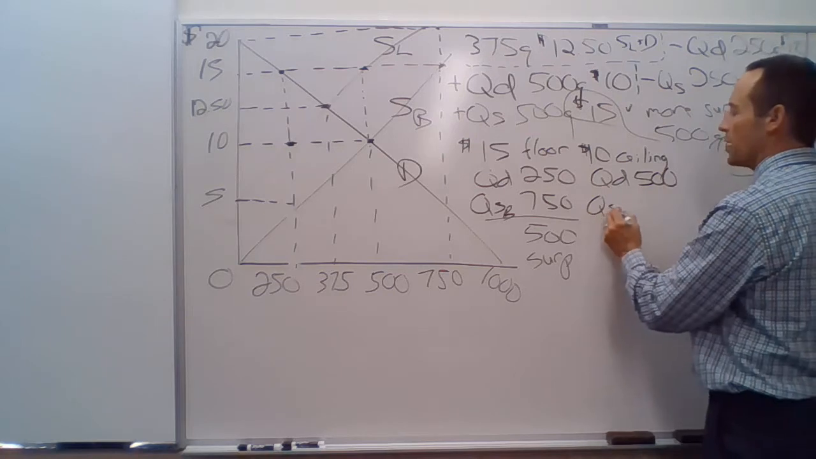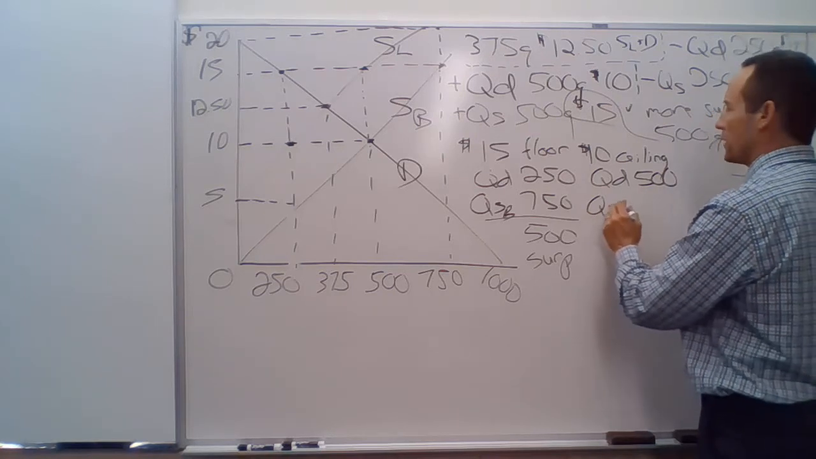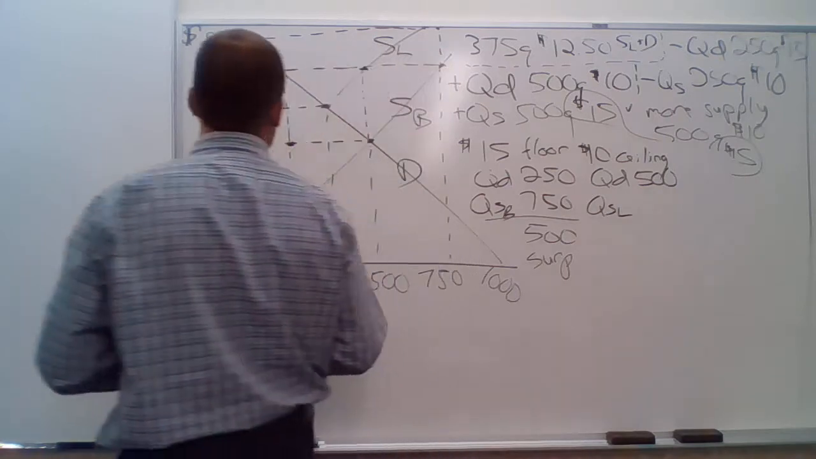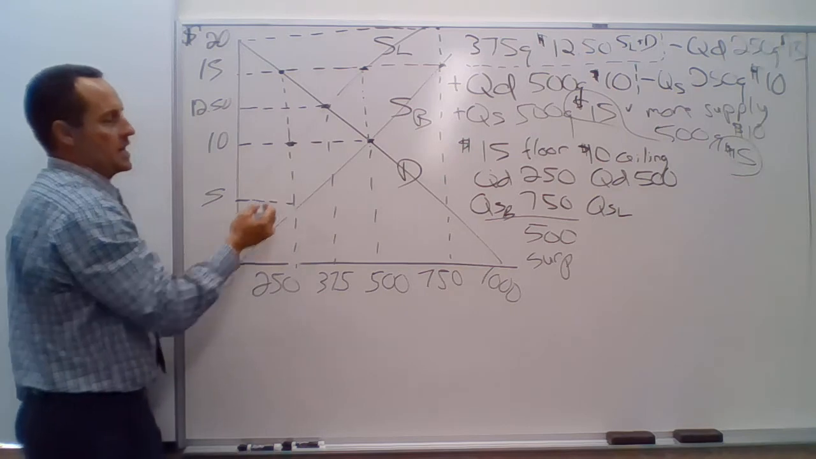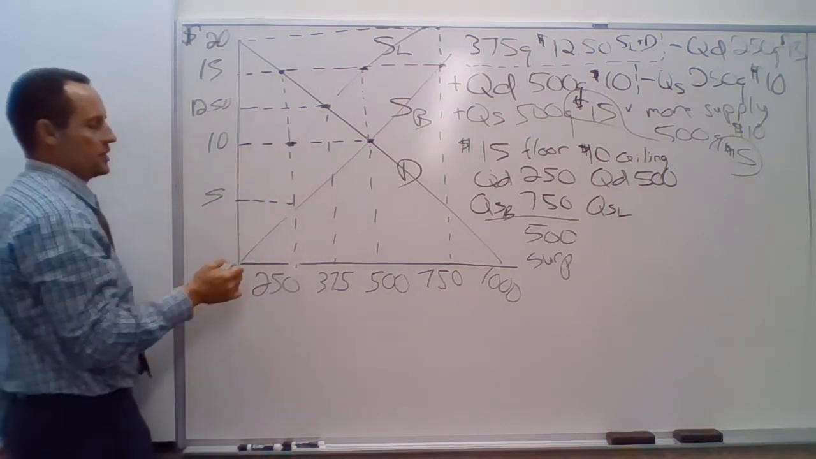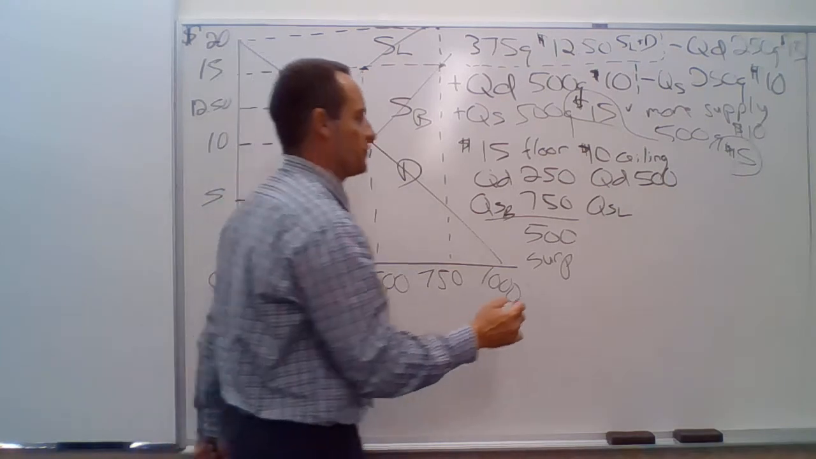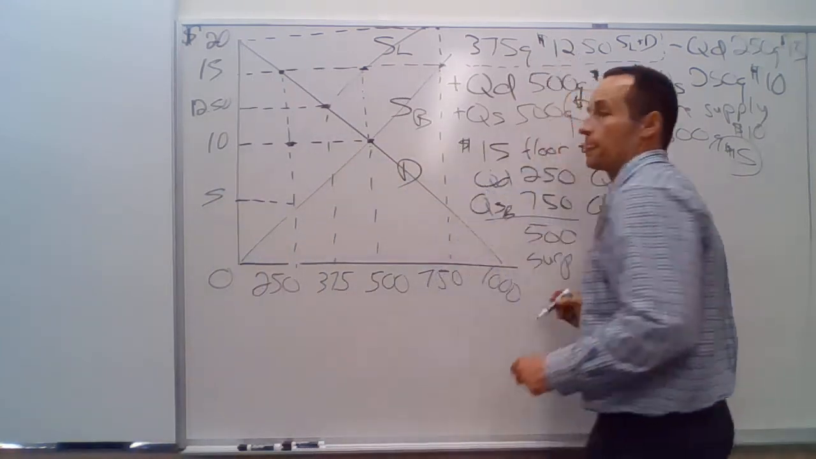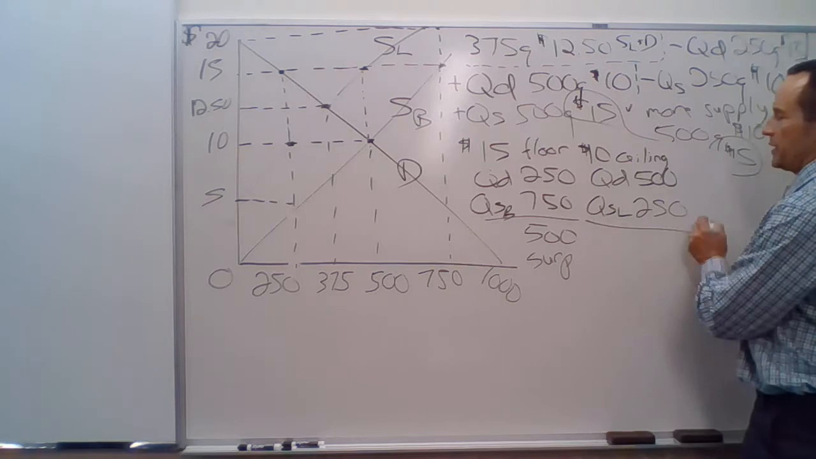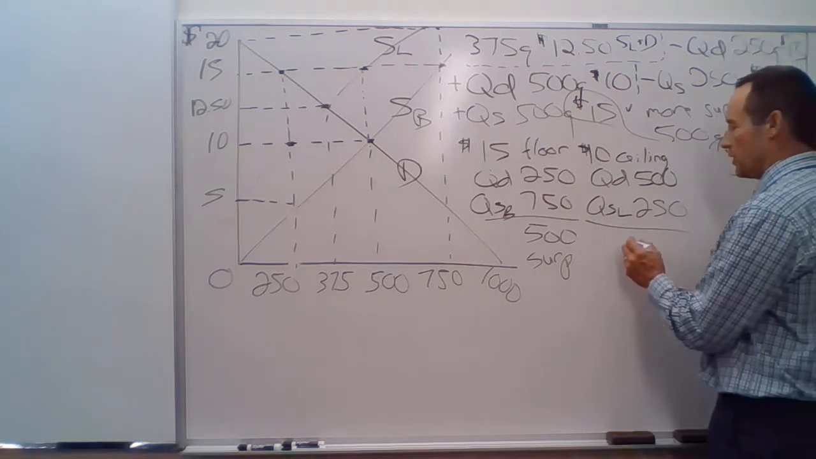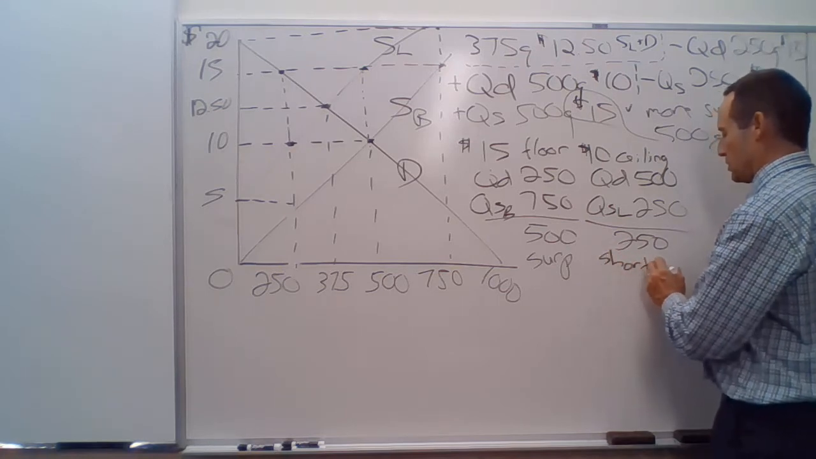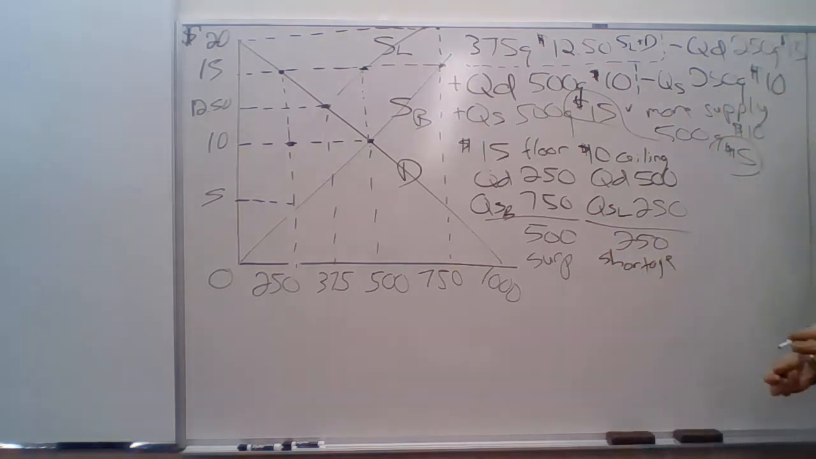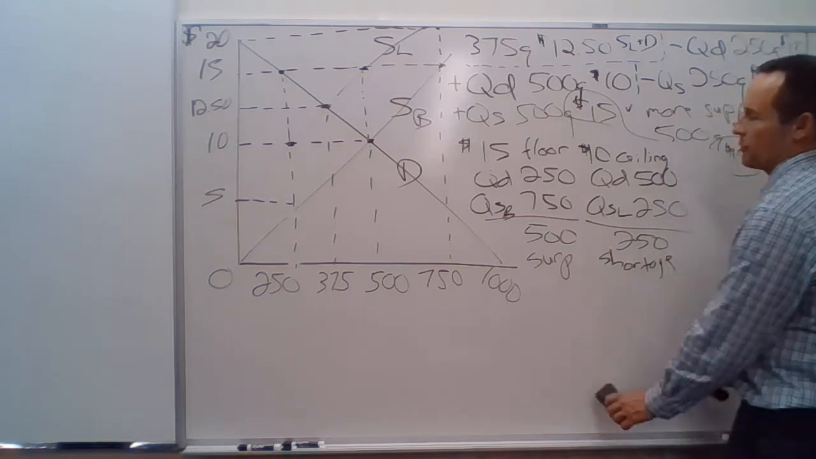If we say to quantity supplied sub little, we're mandating a $10 price and it cannot be above it, because that $10 is the ceiling, all they will deliver is 250. So now we have 500 being demanded and 250 being supplied. We have a 250 shortage right there. Please stop the video at any time to get the information you need.